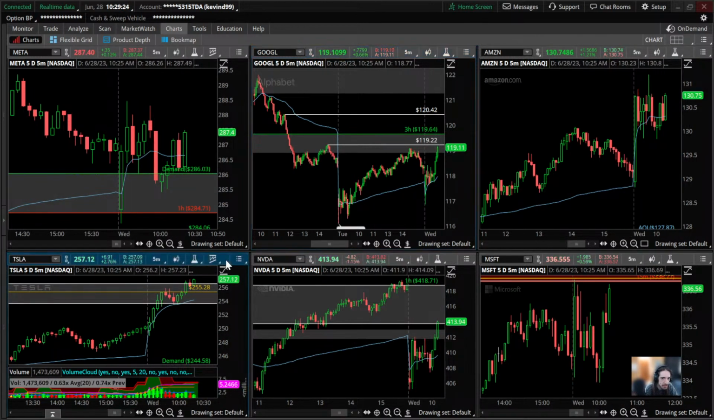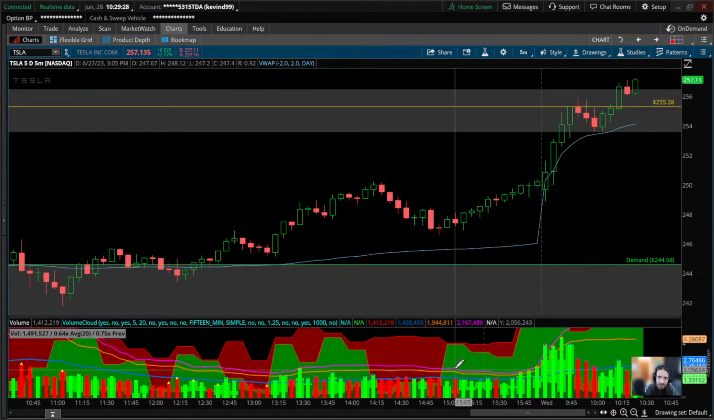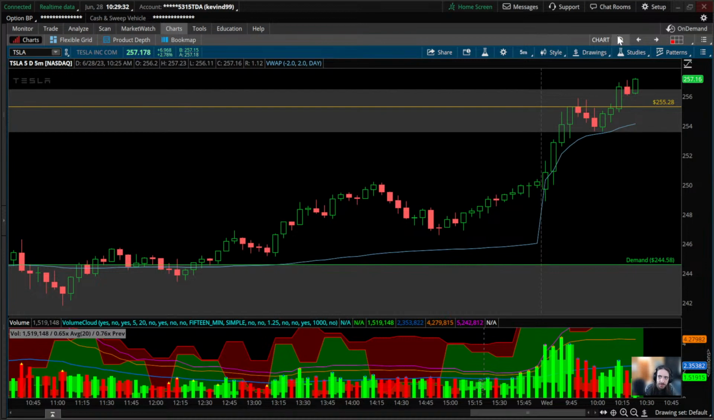Look at this, Tesla gave us that pullback we wanted. Now it's going to start going up higher. Let's see if it holds. Volume's looking good on Tesla.